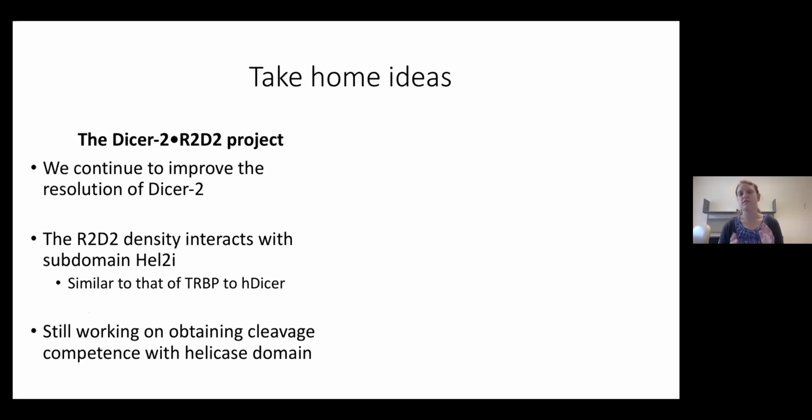I wanted to give you just some take-home ideas before I completely wrap up my talk. For the Dicer2 R2D2 project, we continue to improve the resolution of Dicer2 proteins. The first structures that I showed you in this talk were solved at 8.7 and 6.8 angstroms, and now we're at 6 angstroms. Even though that isn't a significant leap, we're still confident we'll be able to reach a high resolution structure within the near future.